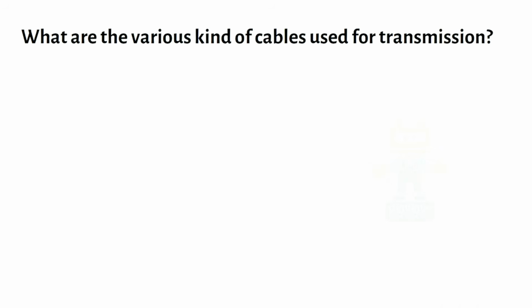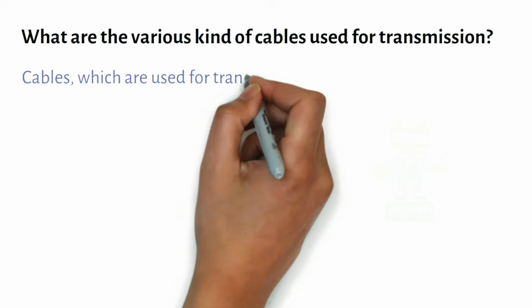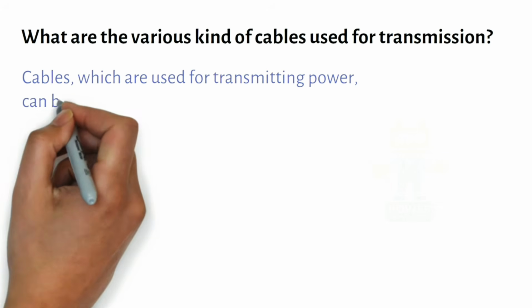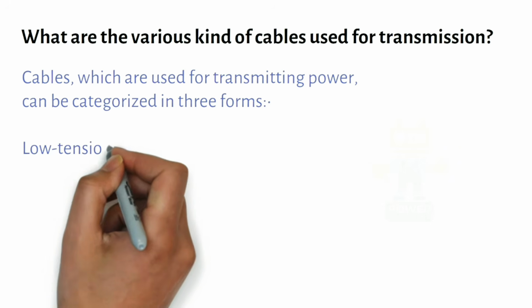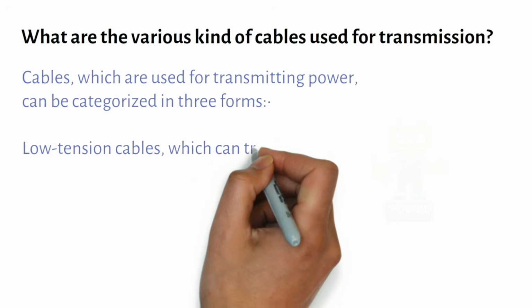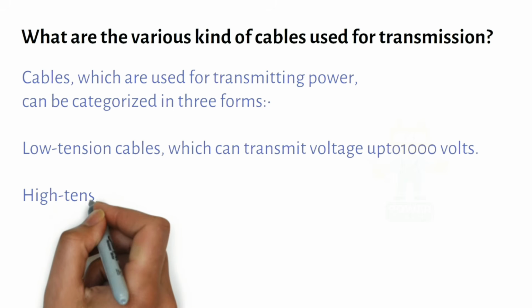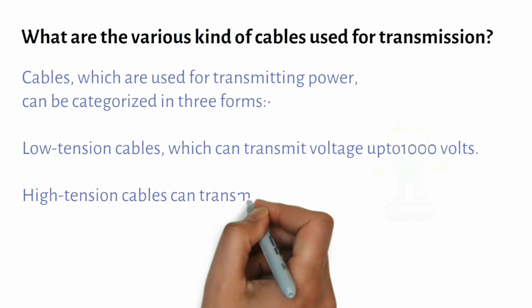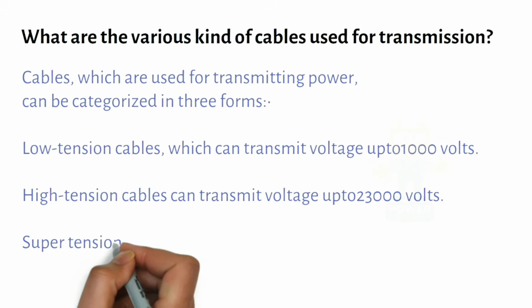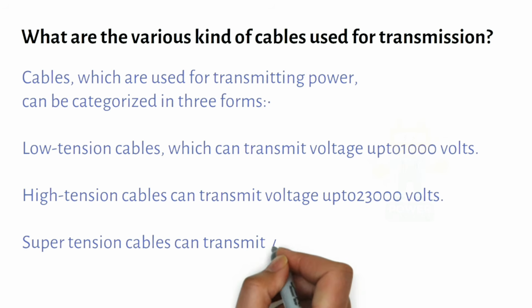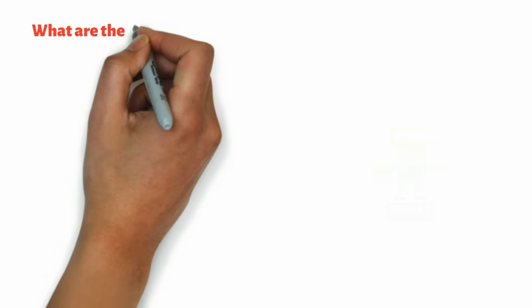What are the various kinds of cables used for transmission? So what are the different cables we are using for transmission? Cables which are used for transmitting power can be categorized in three forms. Low tension cables can transmit voltage up to 1000 volts. High tension cables can transmit voltage up to 23,000 volts, and super tension cables can transmit voltage from 66 kV to 132 kV.